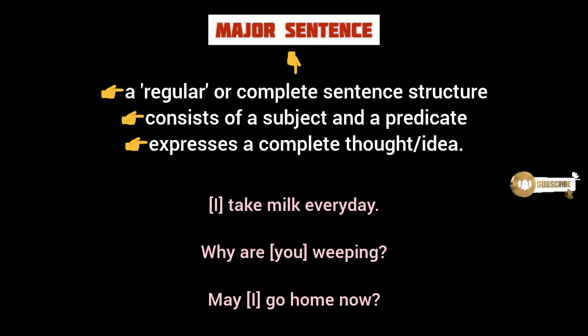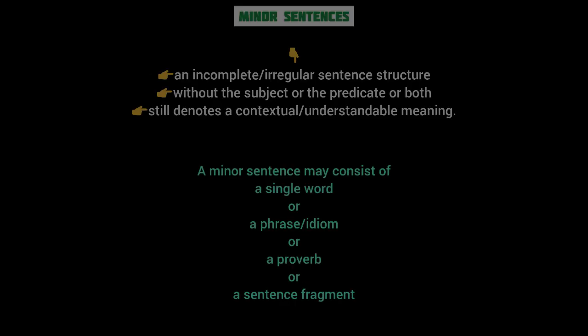May I go home now? This too is grammatically a major sentence. The pronoun I is the subject and the remaining part of the sentence, may go home now, is the predicate. And this major sentence makes a complete sense as well. So we learn that in English grammar, a major sentence is made up of a subject and a predicate and gives out a complete sense.